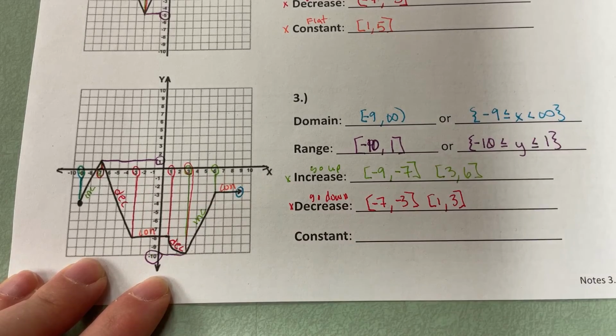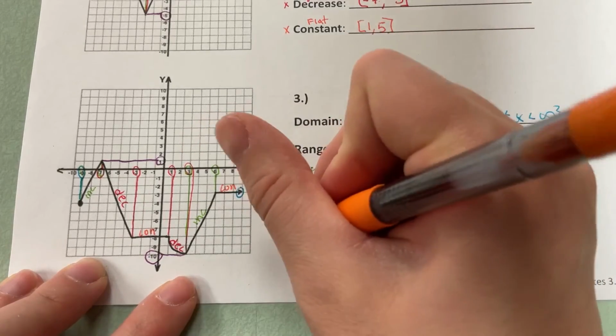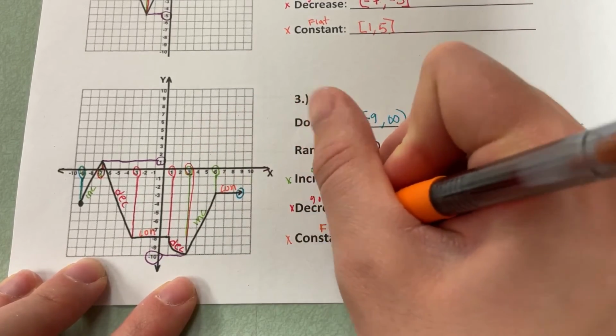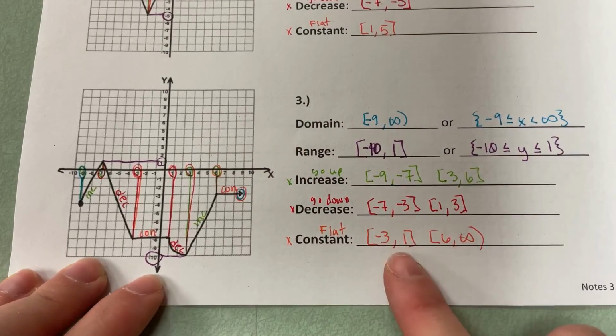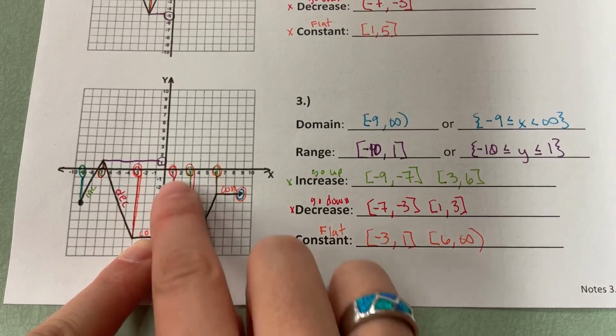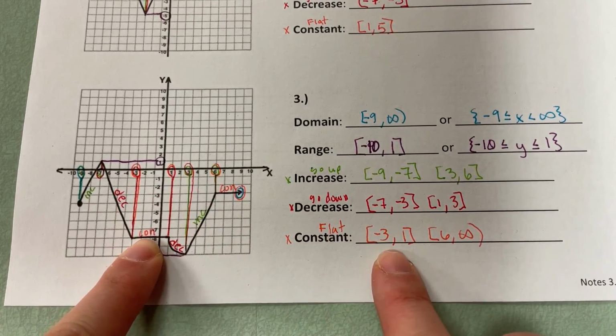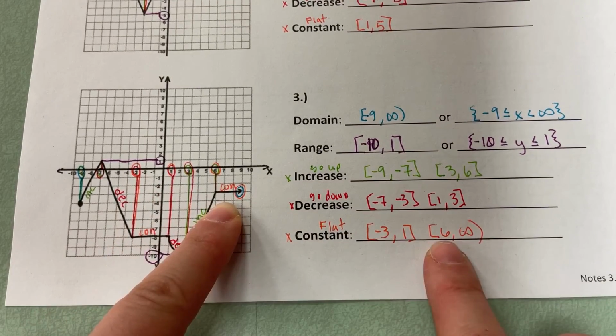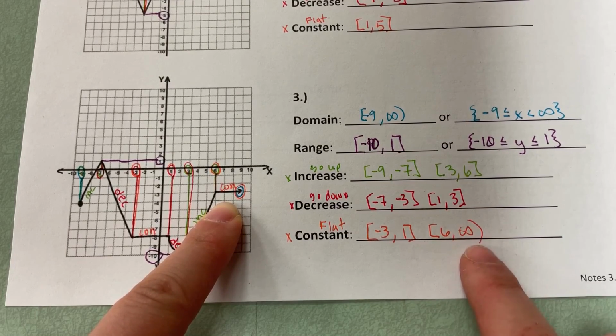Now let's write out any constants we have. So again, constants is when we see flat graphs. Okay, so this constant, the first one, starts at that -3 and goes until 1, both square brackets, part of the line. This is why we have a 6 with a square bracket, because it was part of the line. Then we have the infinity with a round bracket, because infinities always use round brackets.